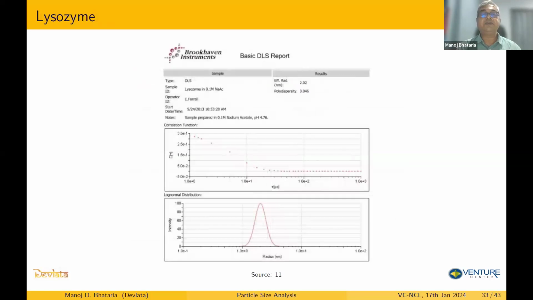This is another size. It's lysozyme. The effective diameter is very small, 2 nanometer. Here also, if you see the correlation function, the shape is the same as what we are expecting, and that's why the results can be relied upon.